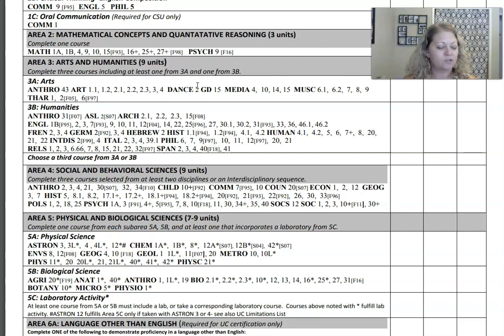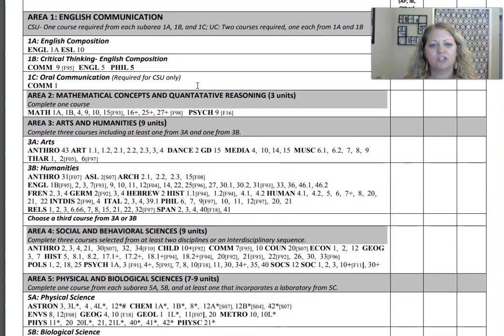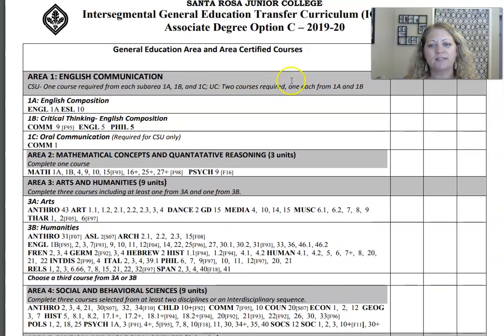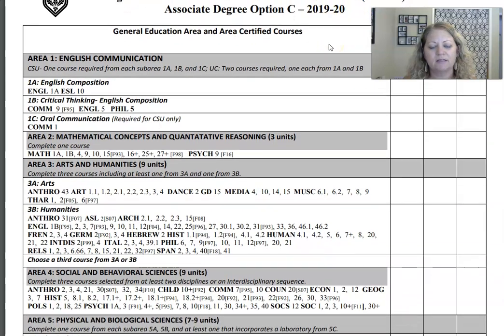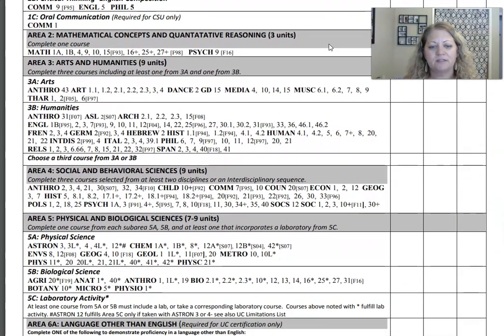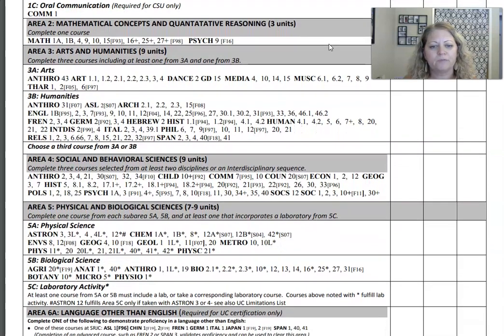Now remember, I told you last week that the GE sheets are updated once a year. So this is the GE sheet from 1920. The 2021 has not been loaded yet at this time. One of the biggest differences on here, and you know what? Forget that I just said that because it's on the CSU GE sheet. So I'm not even going to go there. I'm not going to explain that. Okay. So 3 courses in Area 3, an arts, a humanities, and a third class from Area 3.